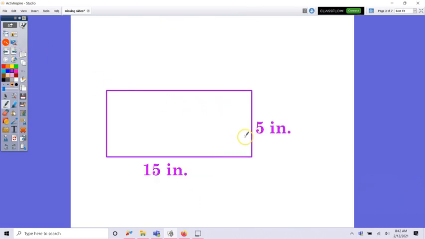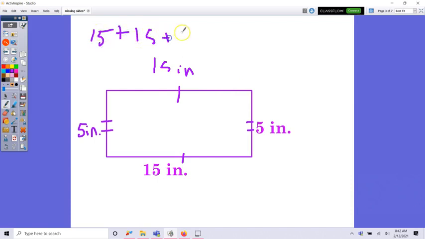Now we're going to take a look at this rectangle. This length on the bottom is 15 inches. If the length is 15 inches on the bottom, the length is 15 inches on the top. If my height is 5 inches on the right, then my height is 5 inches on the left. Remember, the top and bottom are parallel and the heights are parallel. To find the perimeter, I'm going to add 15 plus 15 plus 5 plus 5, and that would get me a total perimeter of 40 inches.